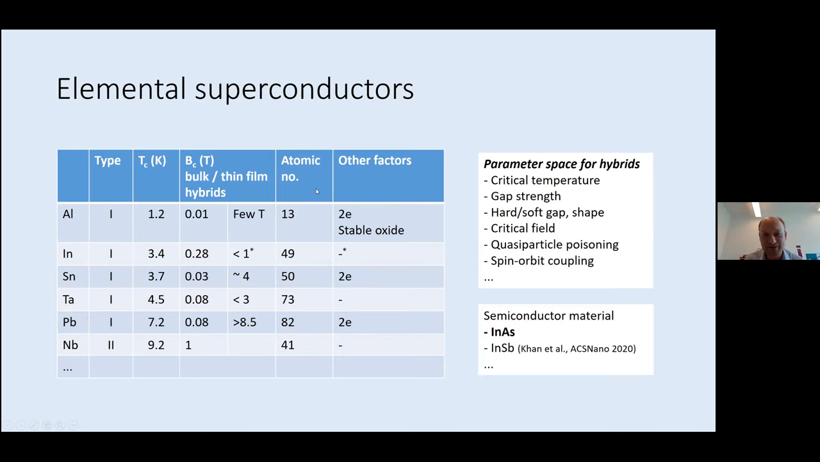And then I put the atomic number of the elemental superconductor here to show that it's a very high number for lead, as you know, and this means that the spin-orbit coupling is strong. So potentially this could also be different than, for instance, aluminum. And of course, you also have to consider the semiconductor material. In this case, I only talk about indium arsenide.